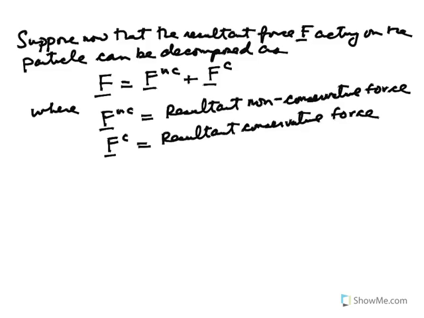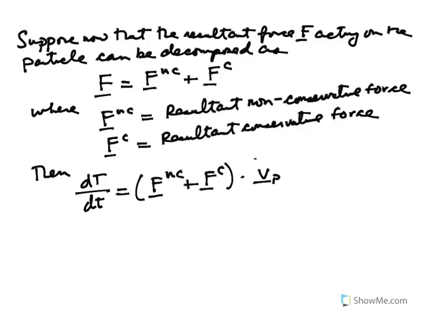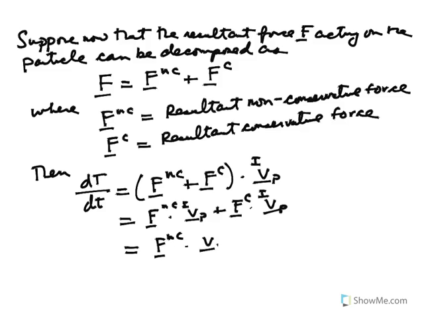So as a result, if we substitute that decomposition in, we get the following. The rate of change of the kinetic energy is equal to Fnc plus Fc dotted with Vp in I, which is equal to Fnc dotted with Vp in I plus Fc dotted with Vp in I. But we already derived that the power of a conservative force is equal to minus the rate of change of the potential energy of that conservative force. So this says that the rate of change of the kinetic energy is equal to the power of the resultant non-conservative force minus dU dt.